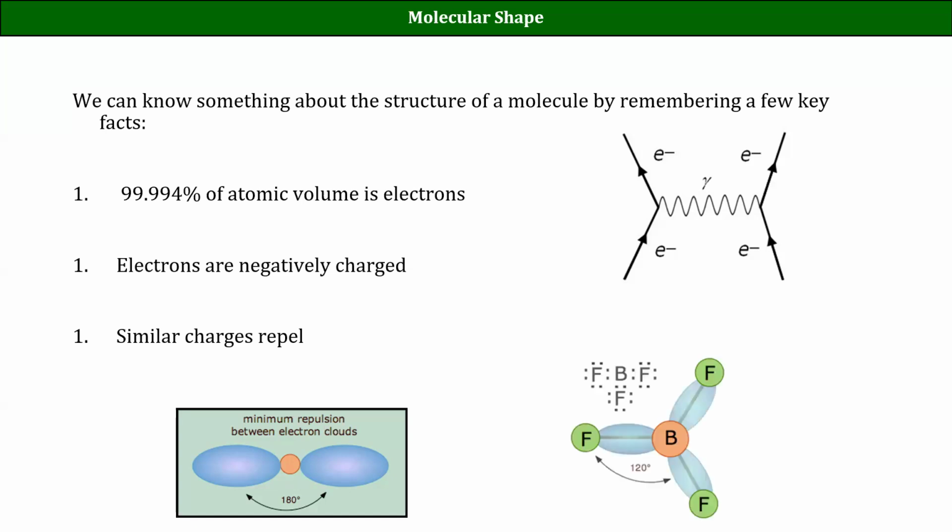So if we have 2 electron domains, they're going to arrange themselves to be 180 degrees apart. And we called that what? Linear. If we have 3 clouds of electron density, they're going to arrange so that they're 120 degrees from each other. We called that trigonal planar.